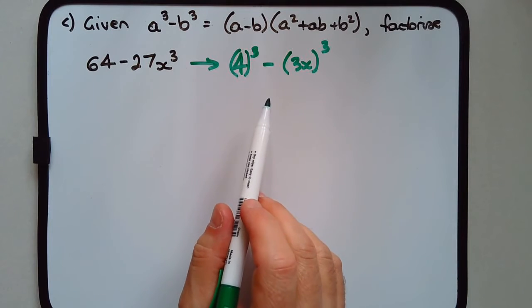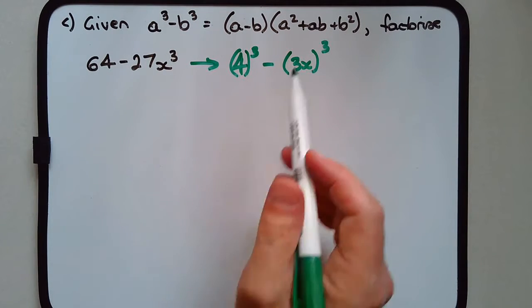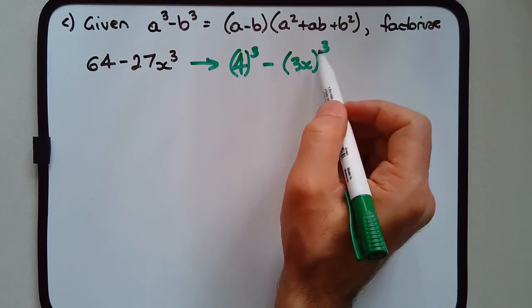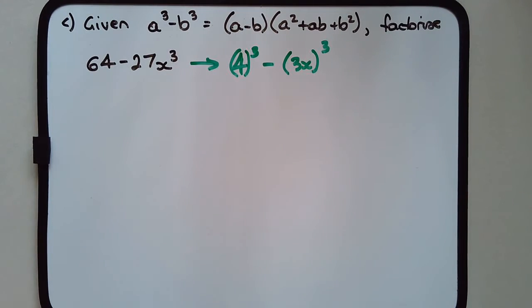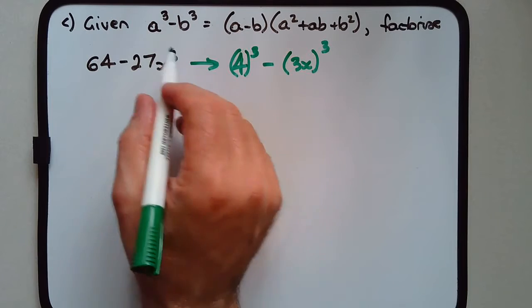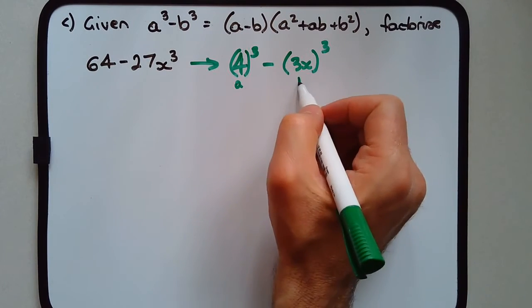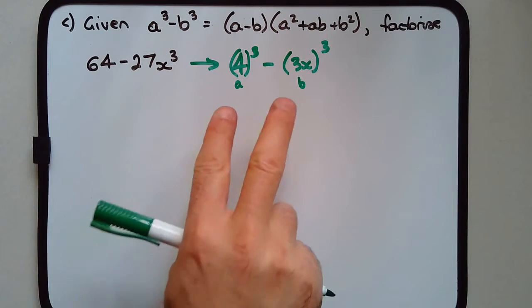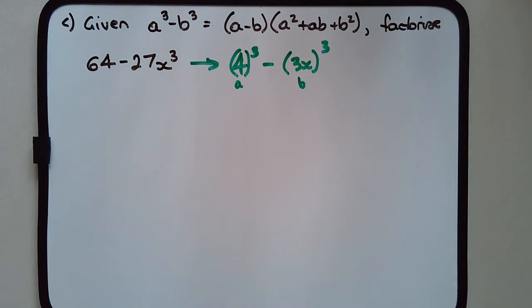As we go along the way, just make sure that you're doing the right thing. 4 to the power of 3, that's 64. 3x all cubed. 3 to the power of 3 is 27. x to the power of 3 is x cubed. I think we're happy with that. So, the 4 is really our a term, and the 3x is really the b term. Now we're going to substitute these two values into the factorized expression.